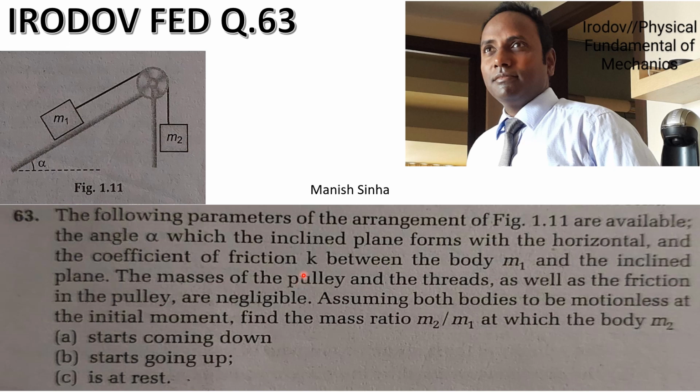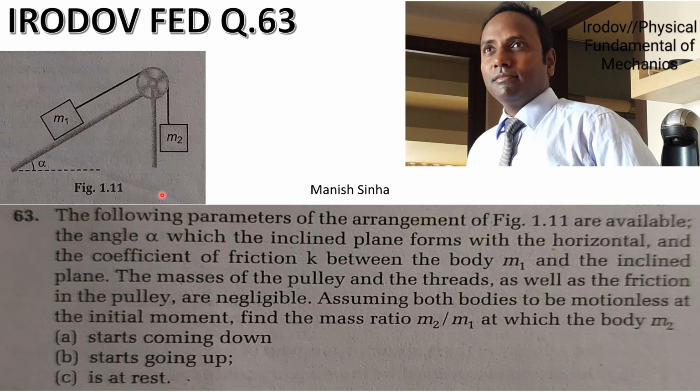The masses of the pulley and the threads, as well as the friction in the pulley, are negligible. Assuming both bodies to be motionless at the initial moment, find the mass ratio m2 by m1 at which the body m2 starts coming down, m1 starts going up, or the system is at rest.